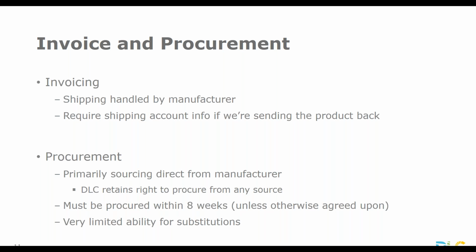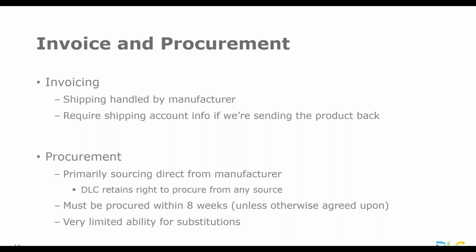Having said all that, just a couple of other reminders. Made-to-order products can still go through surveillance testing so long as they can be procured in a reasonable amount of time. Again, if it's going to be longer than 8 weeks, we just need to make sure that we've mutually agreed on that ahead of time. DLC can procure from any source, so while it isn't our main or preferred method, we do retain the right to procure from other people if we see fit.